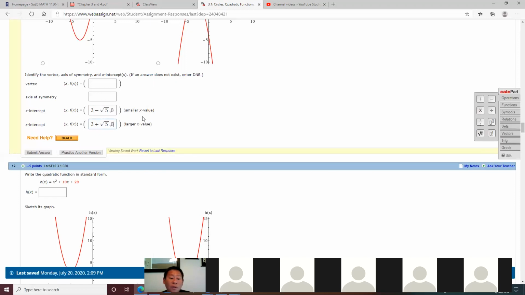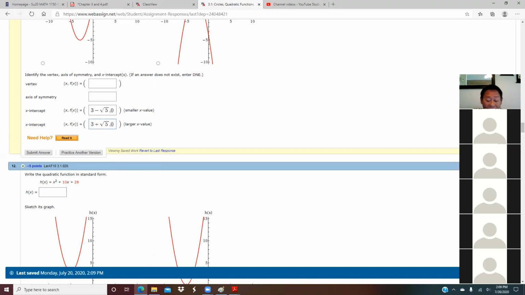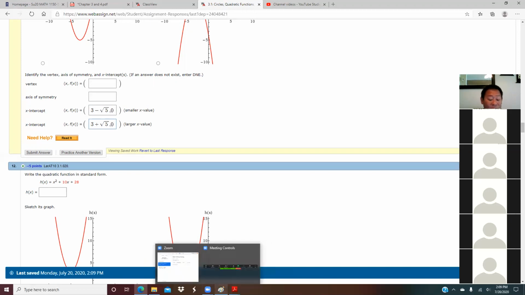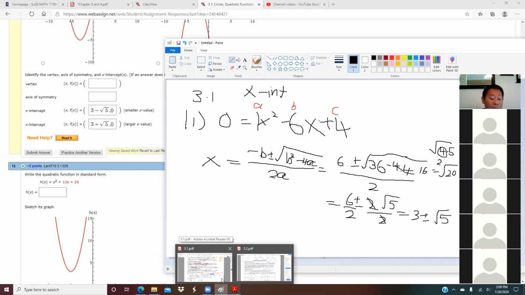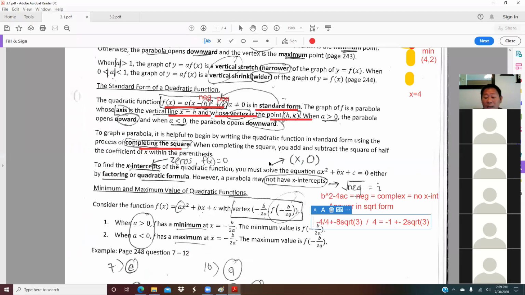So this is how you do this question. Same thing in my test. I do not want you to use your calculator and figure out what is 3 minus root 5 in decimals. You won't get full points in your test. You guys with me here? So this is how we do 3.1 to find what we call an x-intercept.